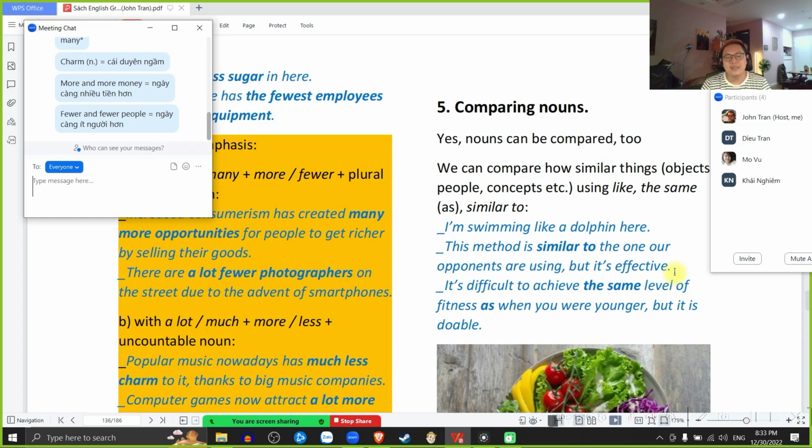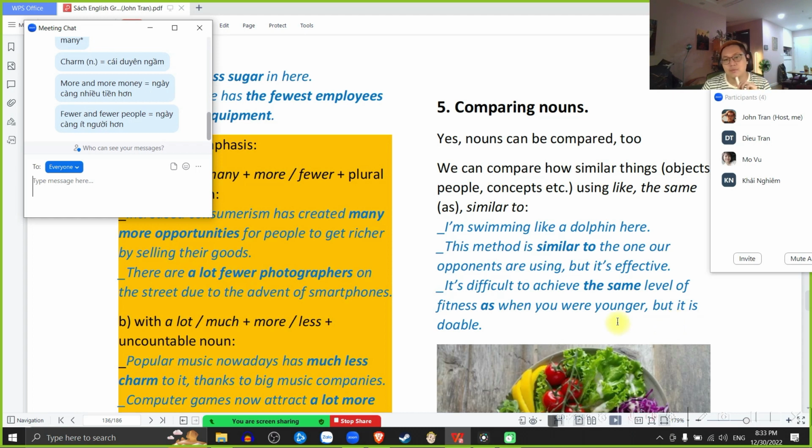Are similar. It's difficult to achieve the same level of fitness as when you were younger, but it's doable. Rất khó để đạt được cùng cái mức độ khỏe khoắn thể chất như khi bạn còn trẻ tuổi hơn, nhưng mà điều đó làm được nha, but it's doable.